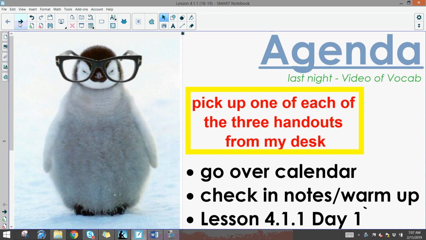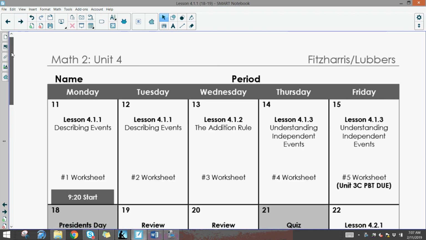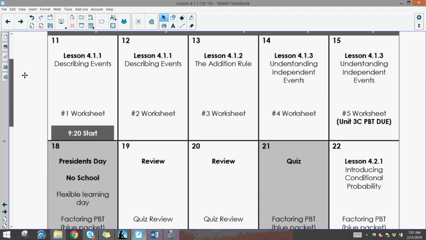So a couple things. You guys will get a copy of this tomorrow. This is the new calendar. Couple things. This is Unit 3C PBT due. I decided to hold off a little bit before giving that to you. So don't worry about that when you get that.